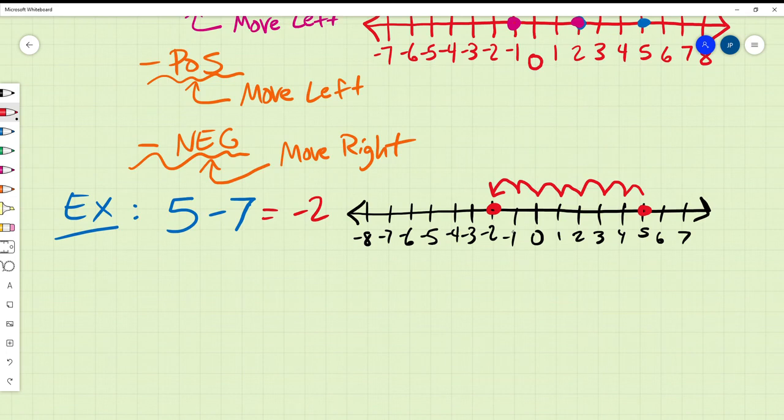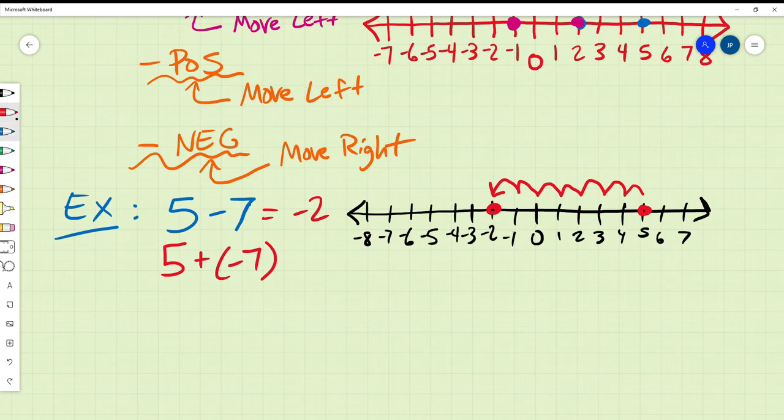But another way to think of that, an equivalent way of saying that is 5 minus 7 is the same as 5 plus negative 7. Because again, when you're subtracting a positive number, it's the same thing as adding a negative number. It's the same idea. Both of these indicate that we are decreasing, that we're moving to the left on our number line.